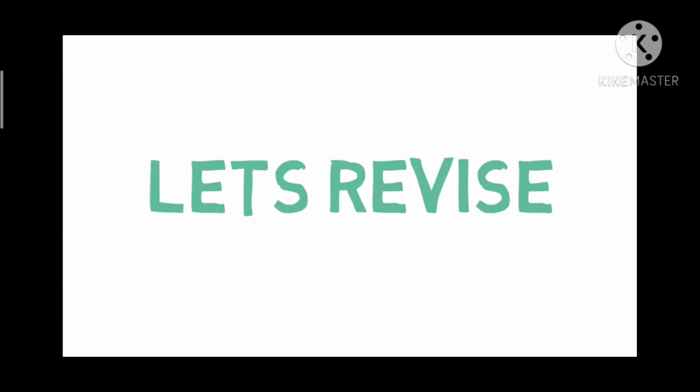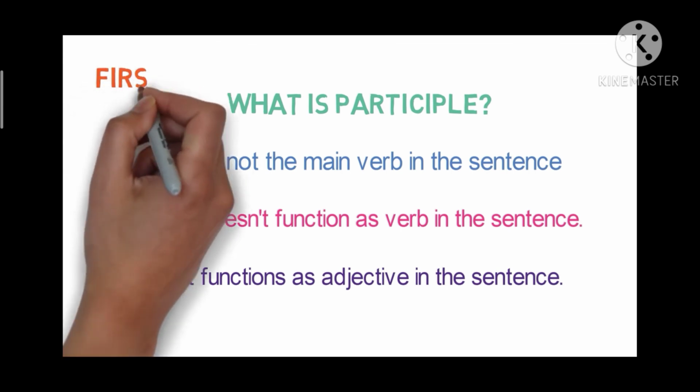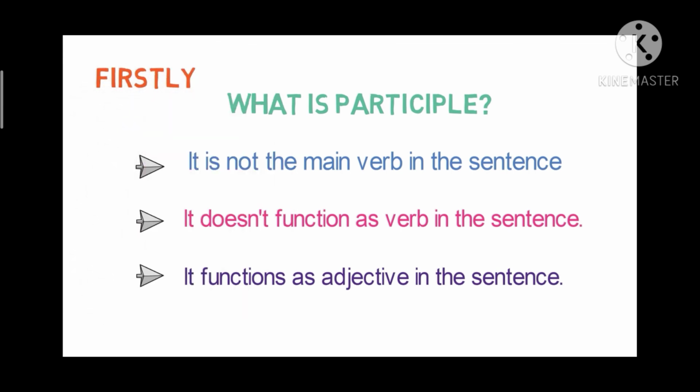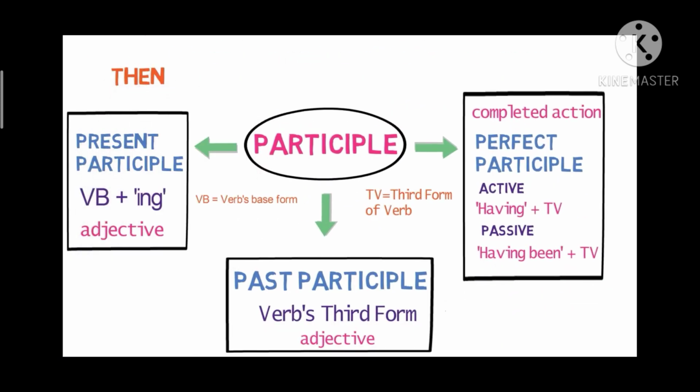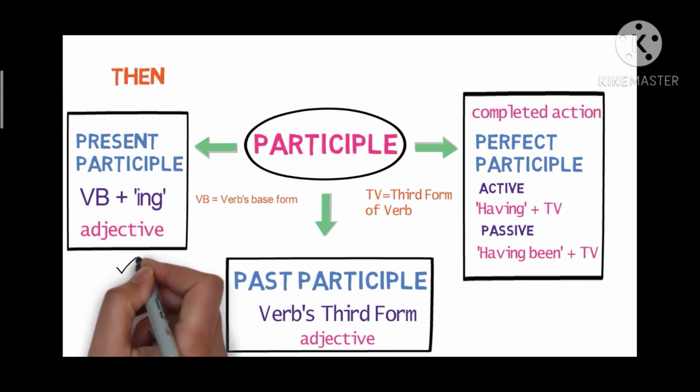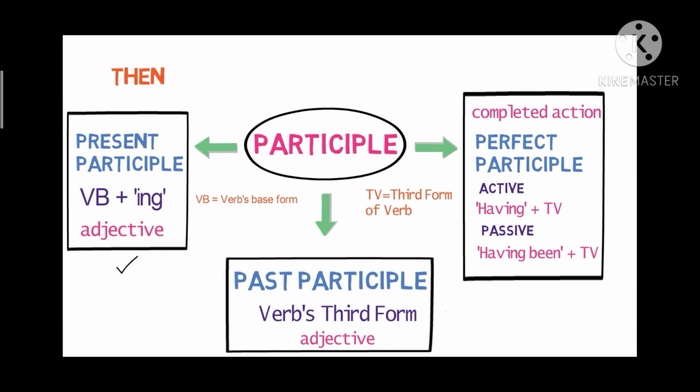Let's quickly revise what we learned in this lesson. Firstly, we understood what participles exactly are. They are non-finite verbs and function as adjectives in the sentence. Then we understood the three types with examples. First, present participle, which is created by verb's ing form. Second, past participle, which is created by verb's third form. And third, perfect participle, which is created by having plus verb's third form in active sentences and having been plus verb's third form in passive sentences.